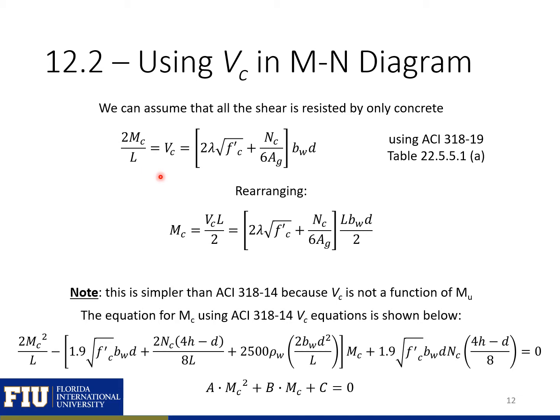We can then substitute in our V_c equation from ACI into our M_c equation, and we'll get this expression here. So you can see this equation relates our moment in terms of our axial force. So we can use this equation in our moment axial force interaction diagram. This equation from ACI 318-19 and on is simpler than the previous version in ACI 318-14 because V_c is no longer a function of M_u. So in the previous code, ACI 318-14, we needed to come down to a quadratic to be able to relate our moment to our axial force.